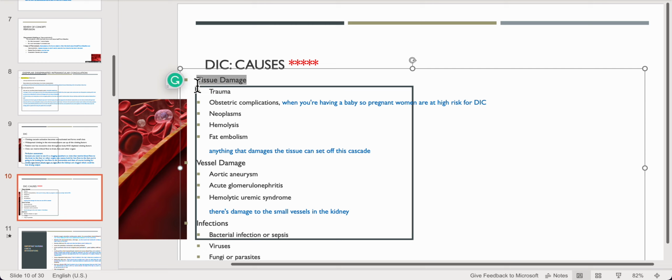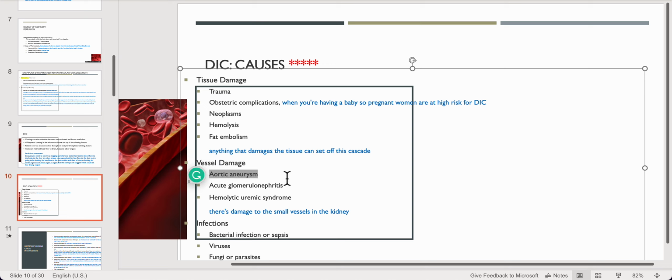DIC causes: tissue damage, trauma, obstetric complications, when you're having a baby, so pregnant women are at high risk for DIC. Neoplasms, hemolysis, fat embolism. Anything that damages the tissue can set off this cascade.